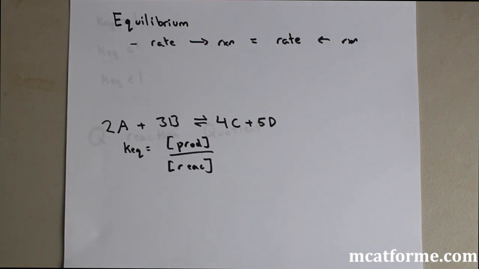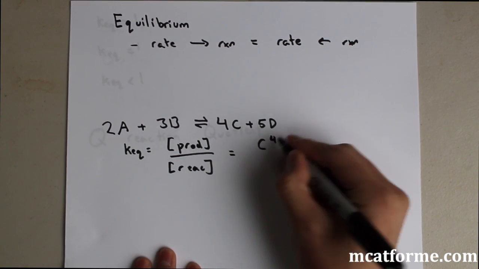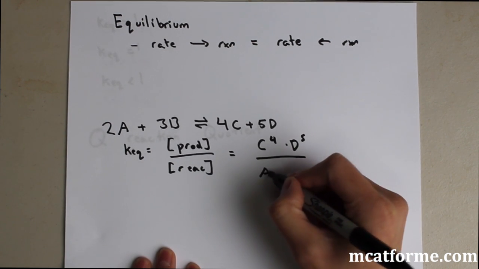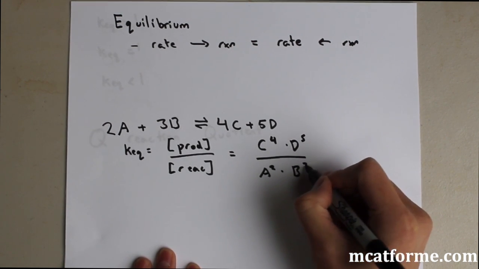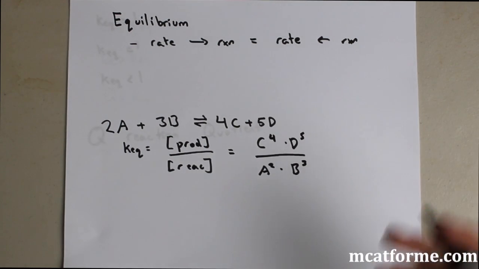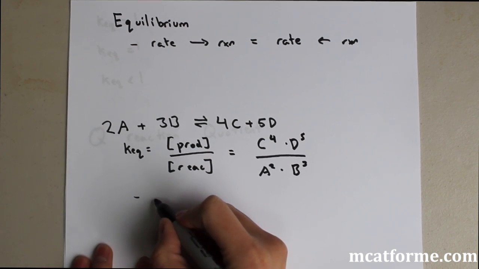And so for this equation above, we're going to have that it's C to the fourth times D to the fifth over H squared times B cubed. So it's dependent on the coefficients, but there's a certain restriction. These are things that we do not include.